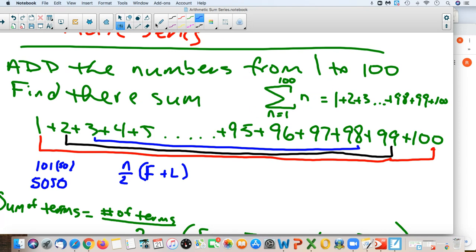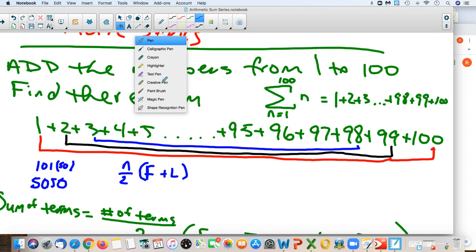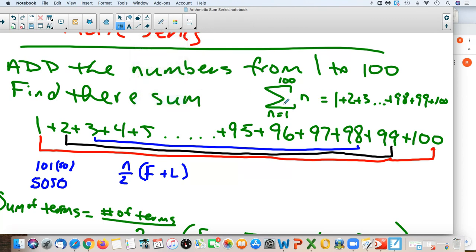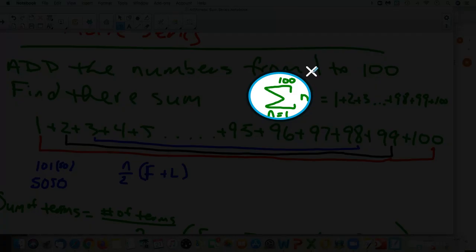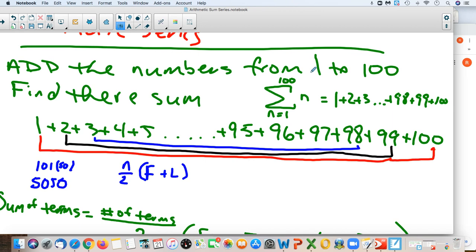Okay? This is something that you should be familiar with. It's a capital sigma. It's the summation symbol. I know you've seen it before. So let's just take a look at it real quick. This here says the same thing as what we just did.